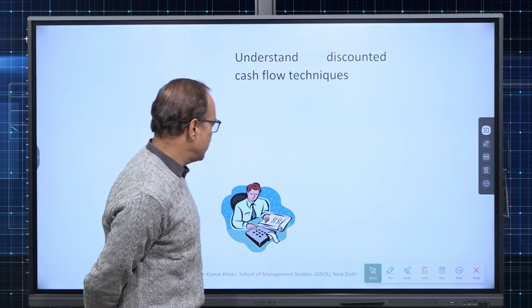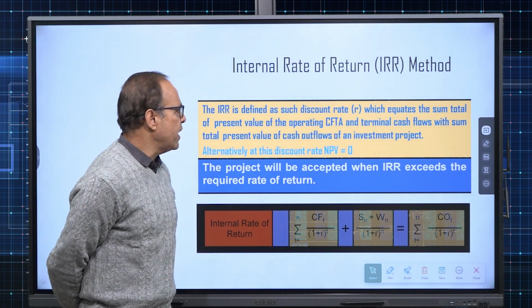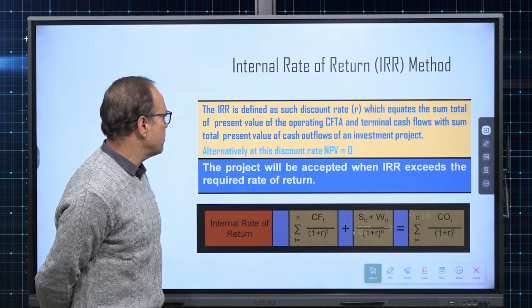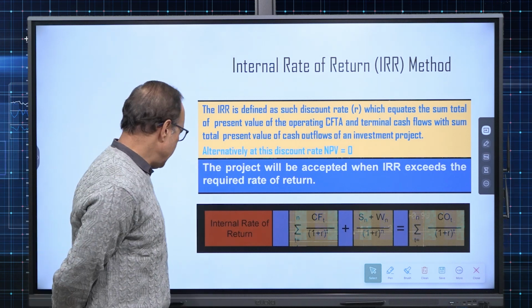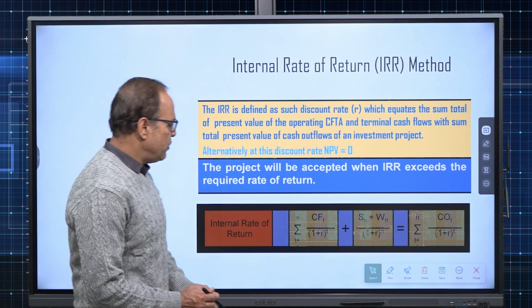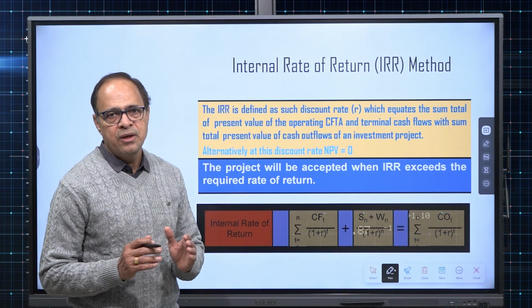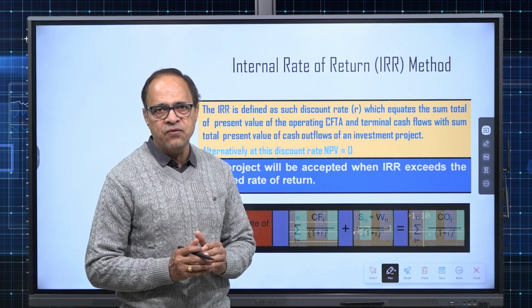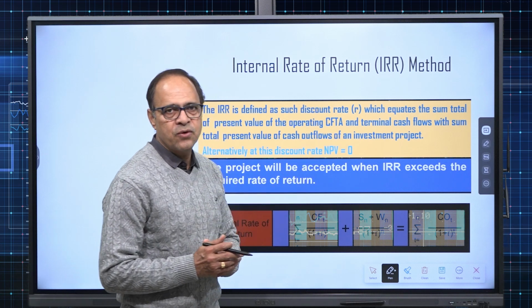Let us proceed further to see how it is calculated. The IRR is defined as such discount rate which equates the sum total of present value of operating cash flow and terminal cash flow. As you can see, we will be calculating PV of all the cash inflows, operating cash inflow, that is also known as regular cash inflow or CFAT, and terminal cash inflow.